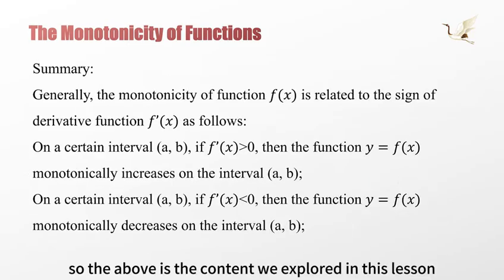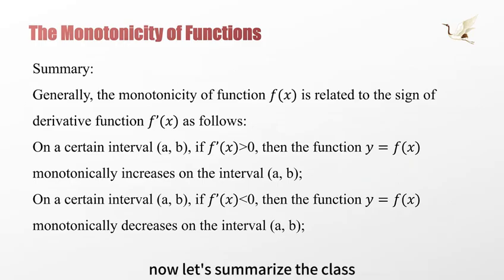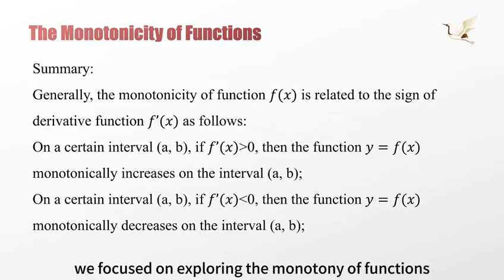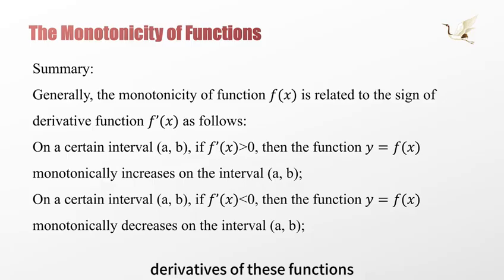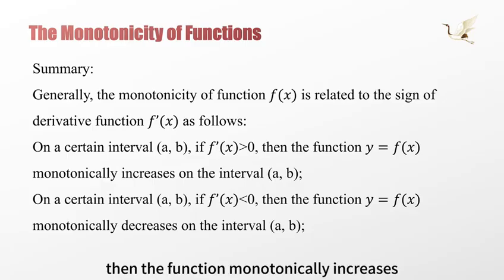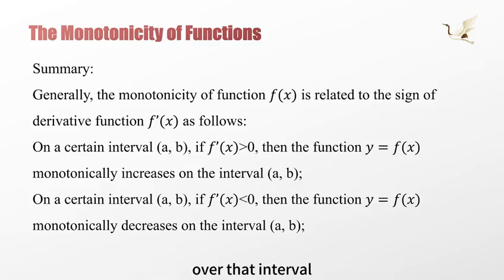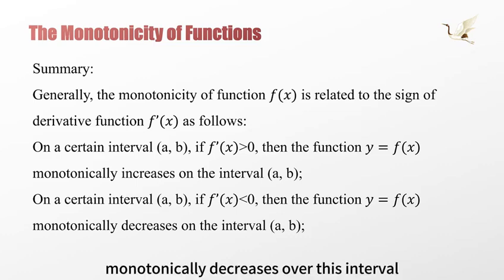So the above is the content we explored in this lesson. Now let's summarize the class. In this lesson, we focused on exploring the monotonicity of functions and the relationship between the positive and negative derivatives of these functions. That is, on a certain open interval a to b, if the derivative is greater than 0, then the function monotonically increases over that interval. And if the derivative is less than 0, then the function monotonically decreases over this interval.